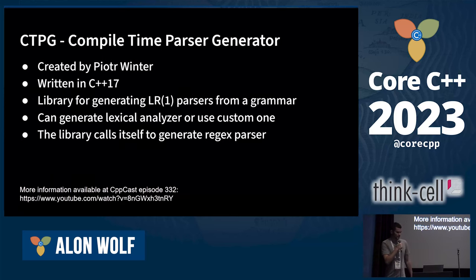We talked about an LL1 library, now let's talk about an LR1. CTPG, or compile-time parser generator, is written in C++17 and created by Piotr Winter. We can use the library to generate an LR1 parser from a grammar, and it can also generate a lexical analyzer or use a custom one.